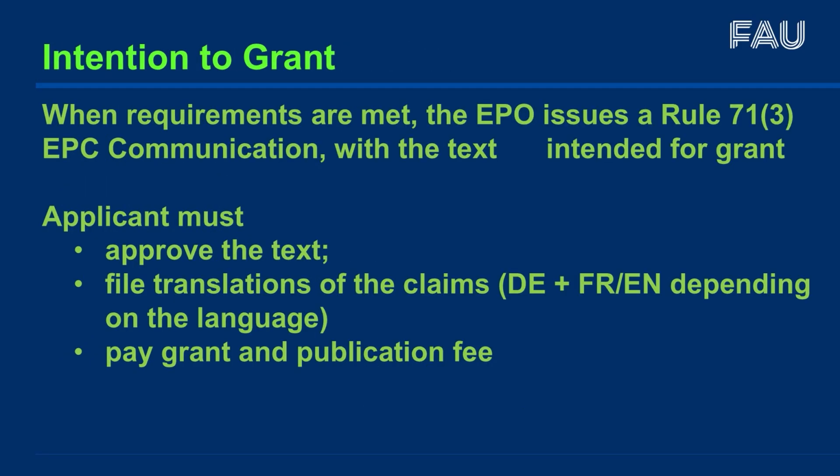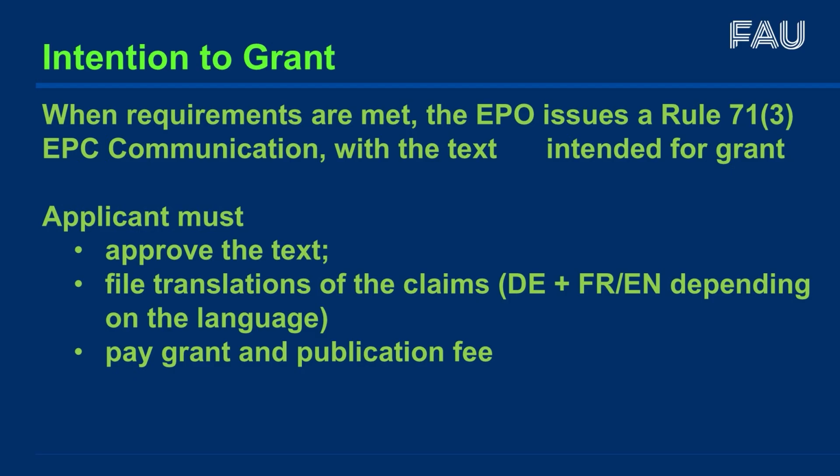If the examiner concludes that the application meets all the requirements, the EPO issues what is called a Rule 71(3) communication. This document contains the exact text that the EPO intends to grant as the European patent. At this point, it is very important that the applicant carefully checks this text, because once it is approved, it becomes the basis for the granted patent.